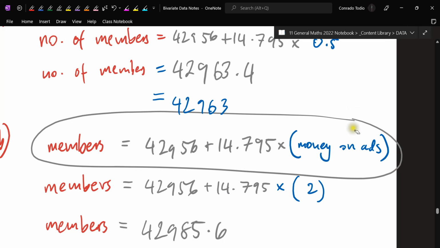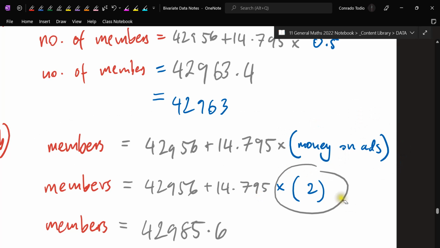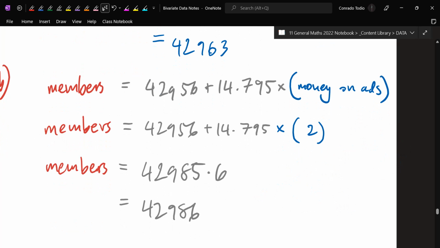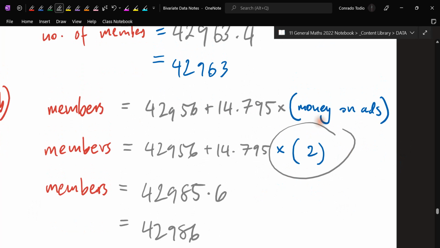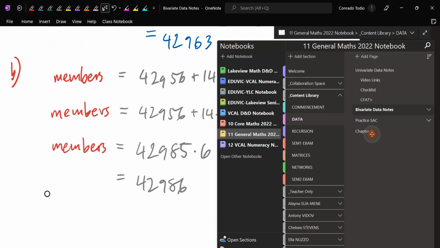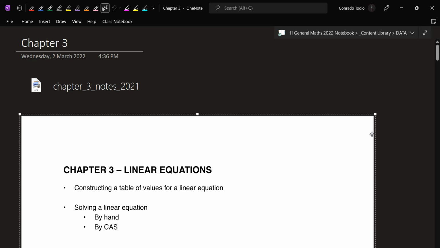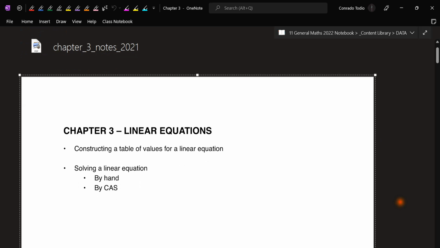In this case, we changed the variable money on ads to 2, and we made a prediction. We used the calculator to find out, using that formula, what is the number of members if they spent $2 million on ads. So we started using equations in that regard, but we haven't really done much in terms of how to solve an equation by hand, and also solving an equation with different variables.